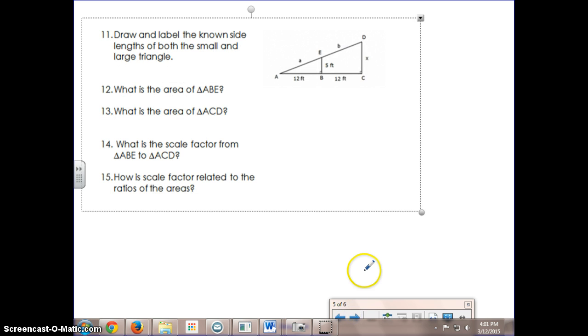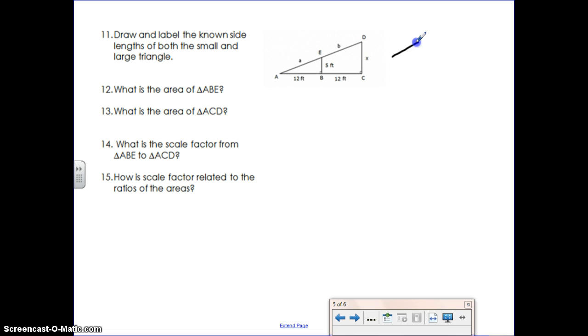All right, question number 11 says, draw and label the known side lengths of both the small and the large triangle. I'd like you to do this separately. So I'm going to ask you now to draw a small triangle and go ahead and label it for what we know. And then also draw a large triangle and label it based on what we know in this picture.